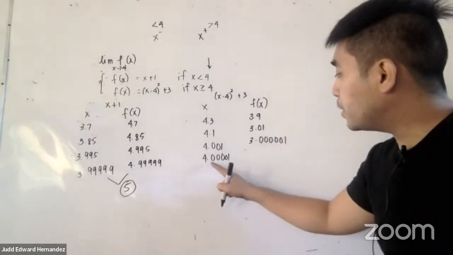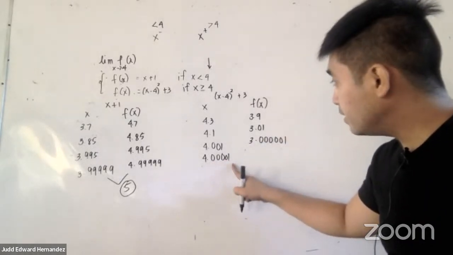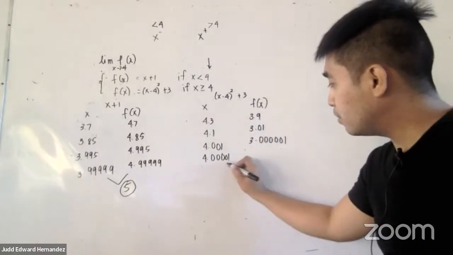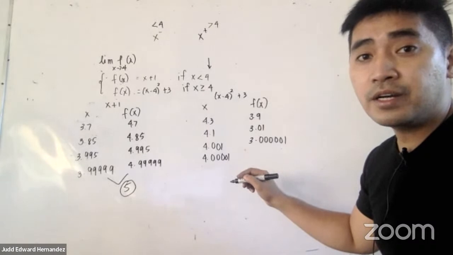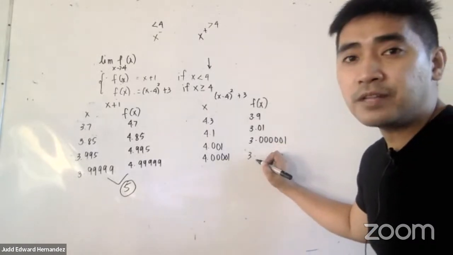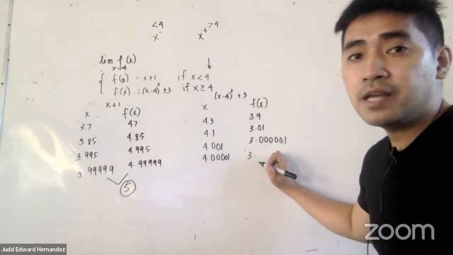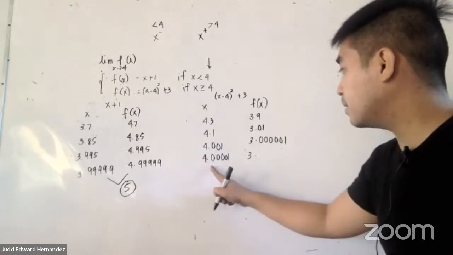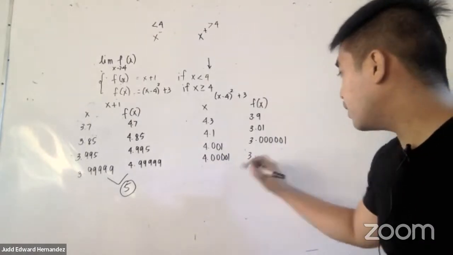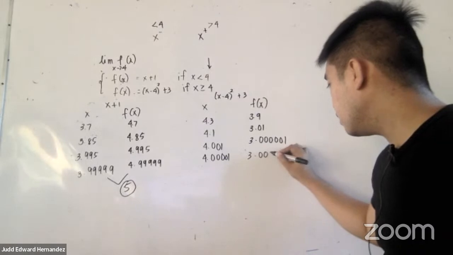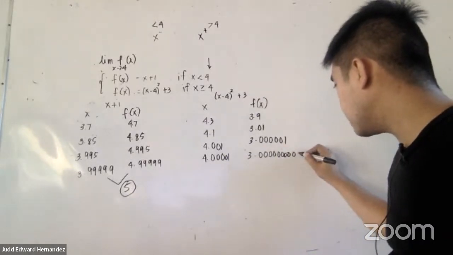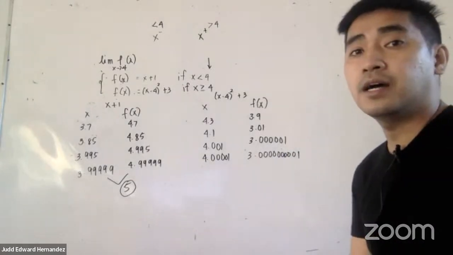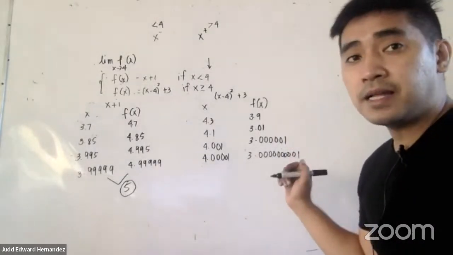Okay, 4.00001 minus 4, matitira to. Squared natin yan. If this is 4, therefore, this becomes, ilang 0 na meron tayo? 9. Okay, so times 2 plus 1, therefore that is 0, 0, 0, 4, 1. Okay. So did you get the same answer po?